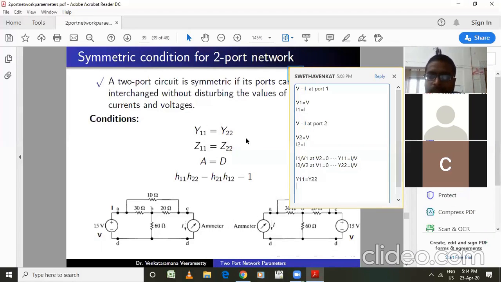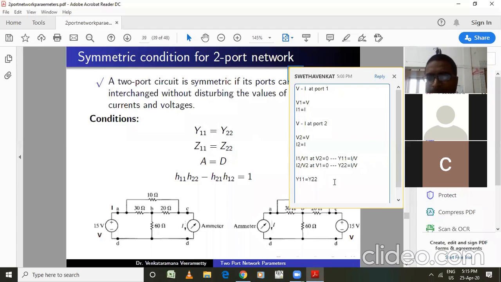Very good answer. You may get this type of question in competitive examinations, that's why I'm asking. So only 2 parameters are sufficient. Maximum 2 parameters you can calculate, and that is enough to fill the complete admittance matrix. Anyhow, this is the symmetric condition in terms of the Y parameters.